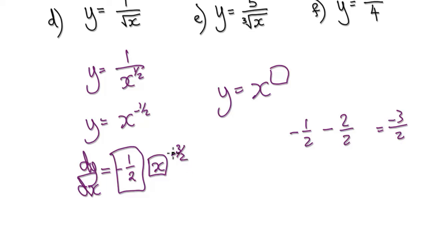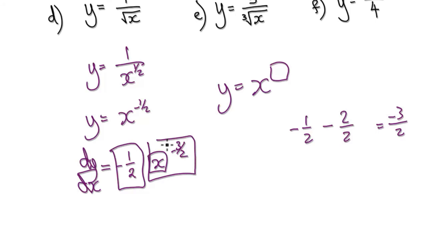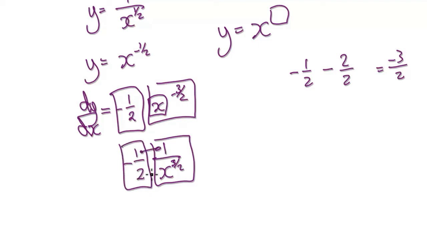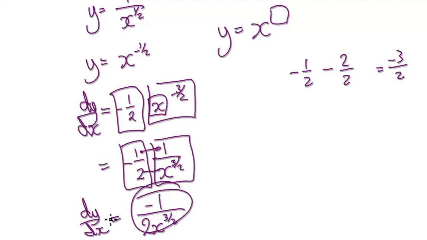So that's your answer there, but we need to tidy this up. So this block here can become 1 over the positive version, 3 over 2. So that's one block, and then you've got negative a half. So now top times top, bottom times bottom. So that would become negative 1 over 2x to the power of 3 over 2. So that's your dy by dx. Okay. So now next one.